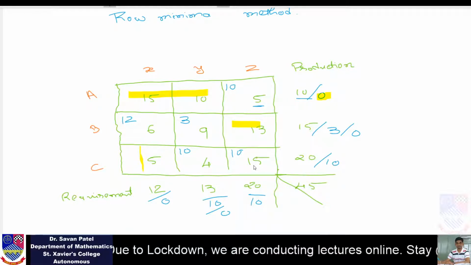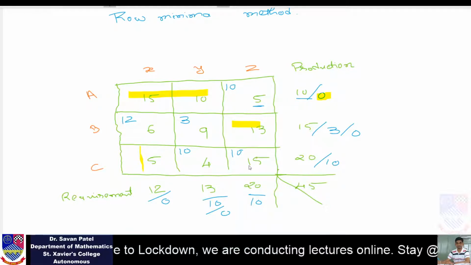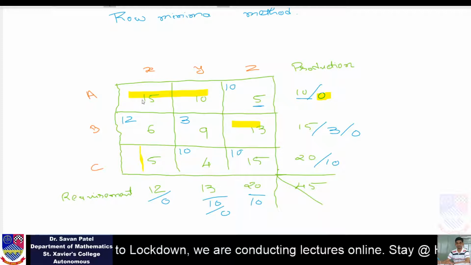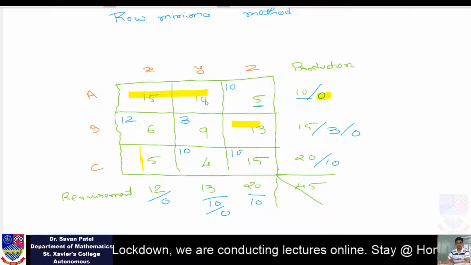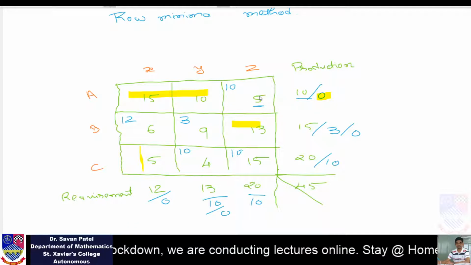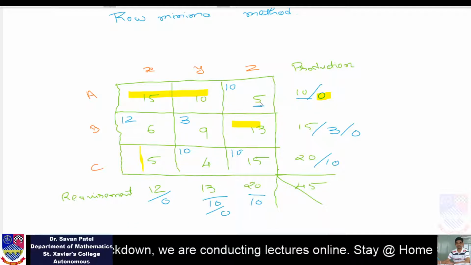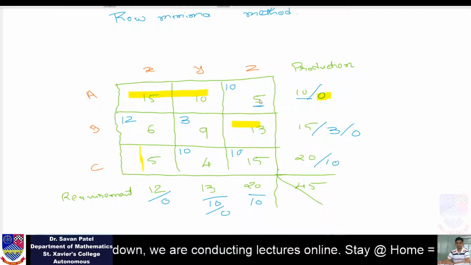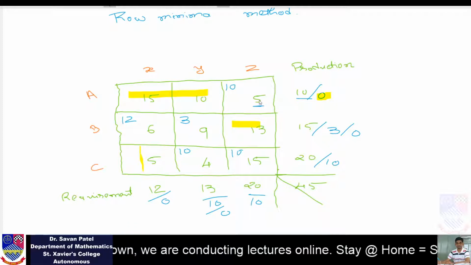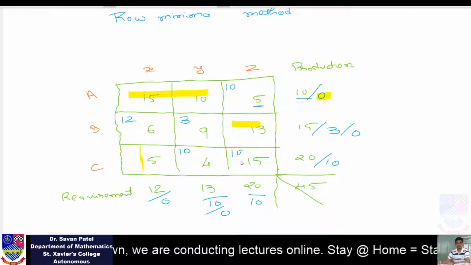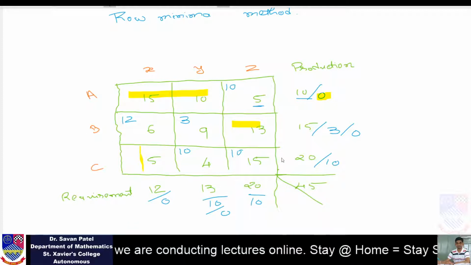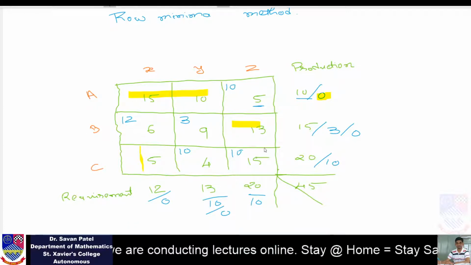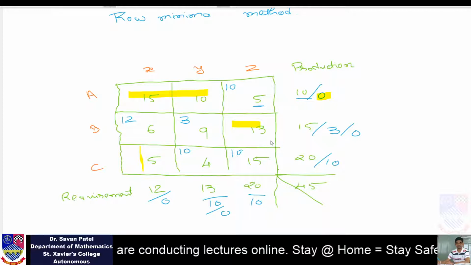So this is the row minimum method. What we have done is select the first row of the cost table and select the minimum from that row. So here it is 15, 10 and 5. So the minimum is 5, so we have selected 5. And then allocate whatever is possible. So here 10 and 20, so the minimum is 10, so we have allocated 10. Continue this way till the end of the table, that is, all the row minimums.